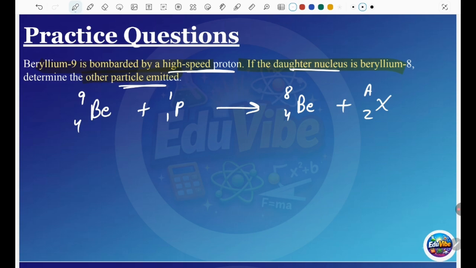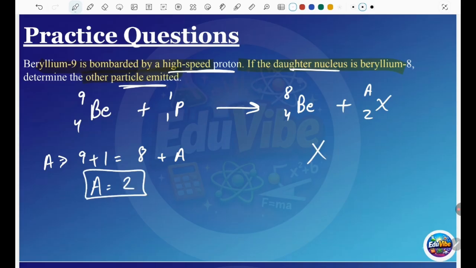You know that the number of nucleons on both sides, the top and bottom numbers, should be the same. So for A, we do 9 plus 1, which is equal to 8 plus A. So we have to find A now. When you calculate this out, you get 2. Another thing, we have to find Z, which is the same thing: 4 plus 1 is equal to 4 plus Z. When you find this, you get 1.